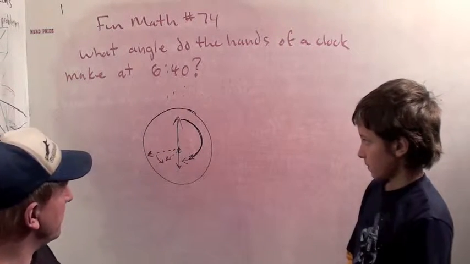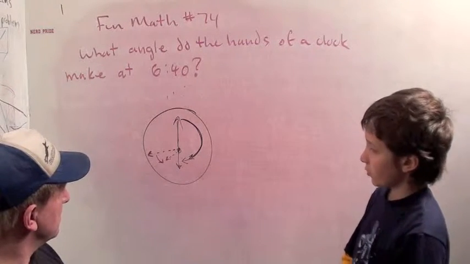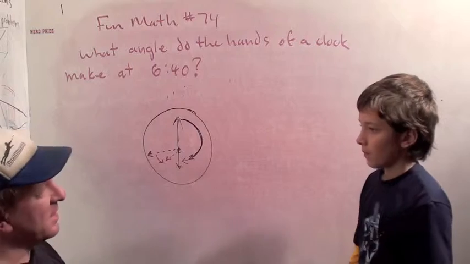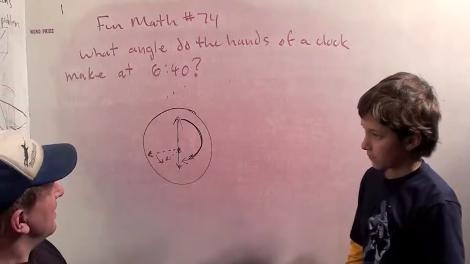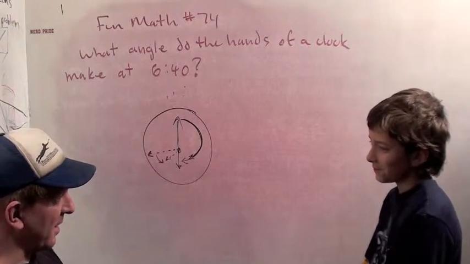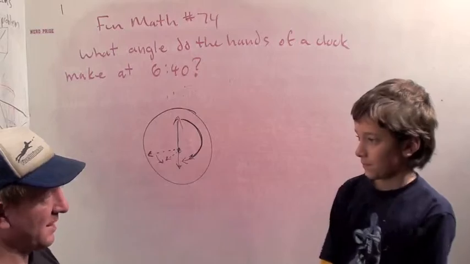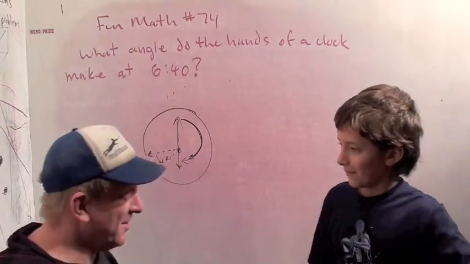Okay, so very good. So at 6:40 you have a minus 40-degree angle, or a 40-degree angle. I wonder how often that happens. I wonder if you have a 30-degree angle at 5:30, or maybe you have a 10-degree angle at 10:10. I don't know. That'd be a good one.